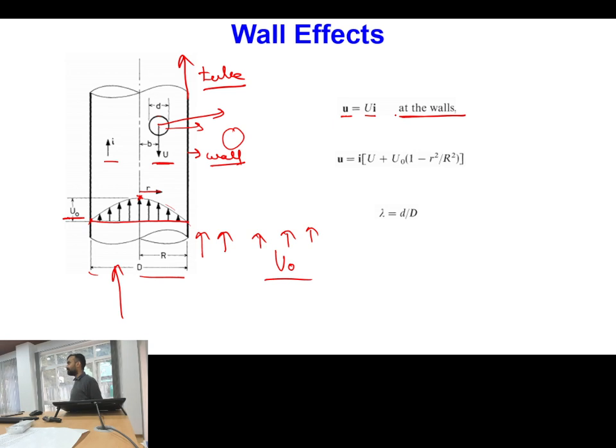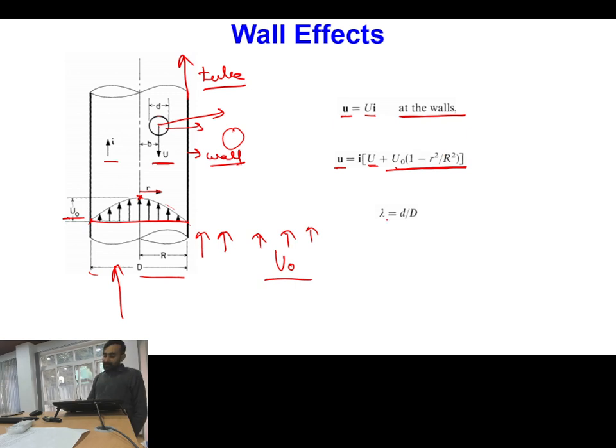Is this point clear? All are clear with this idea? And secondly, if you have to calculate velocity at any point, the velocity will be nothing but u, which is your wall velocity, plus u naught into 1 minus r square by R square. Is this one clear?